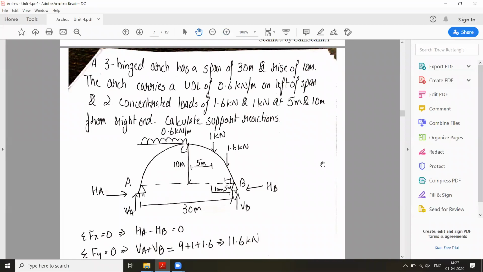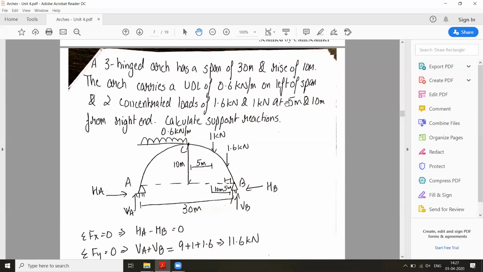So the statement is saying a 3-hinge arch has a span of 30 meters and a rise of 10 meters. The arch carries a UDL of 0.6 kilonewton per meter on the left of the span and two concentrated loads of 1.6 kilonewton and 1 kilonewton at 5 meter and 10 meter from the right end. You have to calculate the support reaction.